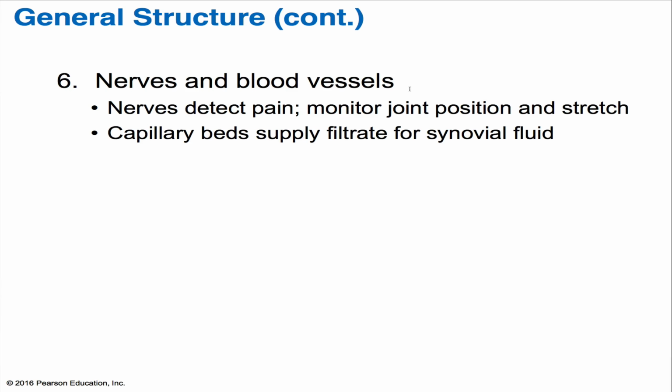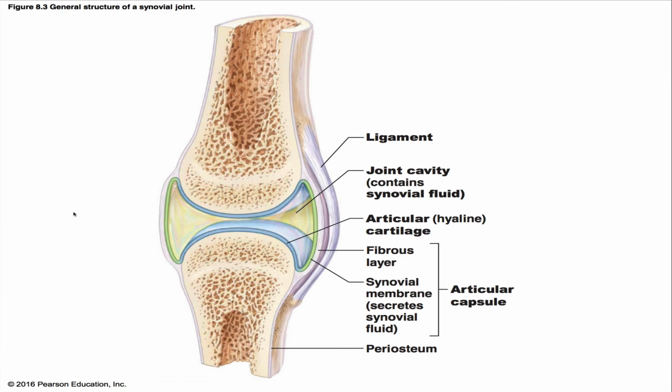Synovial joints have a very rich supply of nerves and blood vessels. The nerves are mostly there to monitor joint position and stretch. This is what helps maintain muscle tone. And the rich blood supply that the synovial joint gets is what helps form the filtrate that we find for the synovial fluid. So in this illustration, we see a synovial joint.